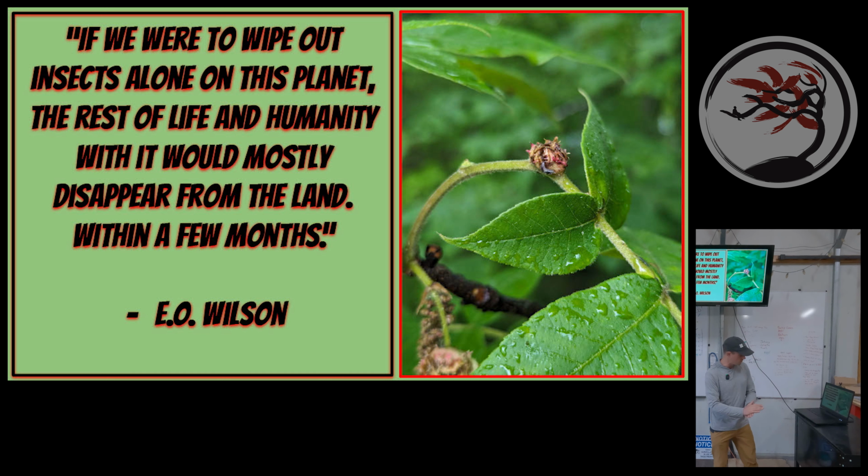unclear. And then I just want to finish off with a great quote from E.O. Wilson, who was a Southern naturalist. There's a building named after him at UNC. He was an entomologist first, but then became a well-known environmentalist and ecologist. If we were to wipe out insects alone on this planet, the rest of life and humanity with it would mostly disappear from the land within a few months. So that's a pretty interesting statement, and I just always like to reinforce that with clients.